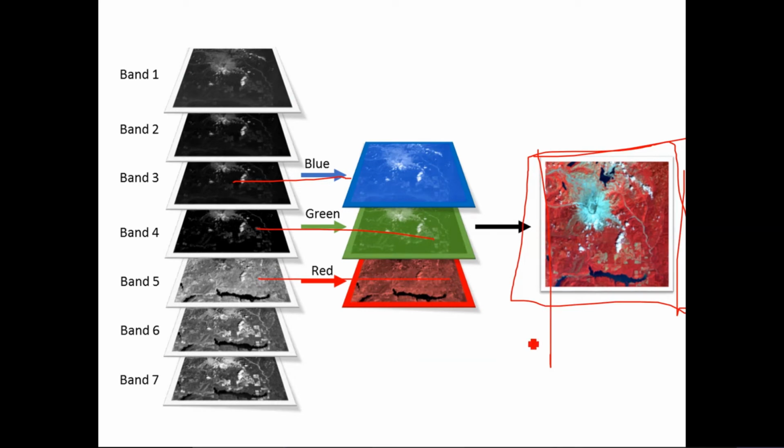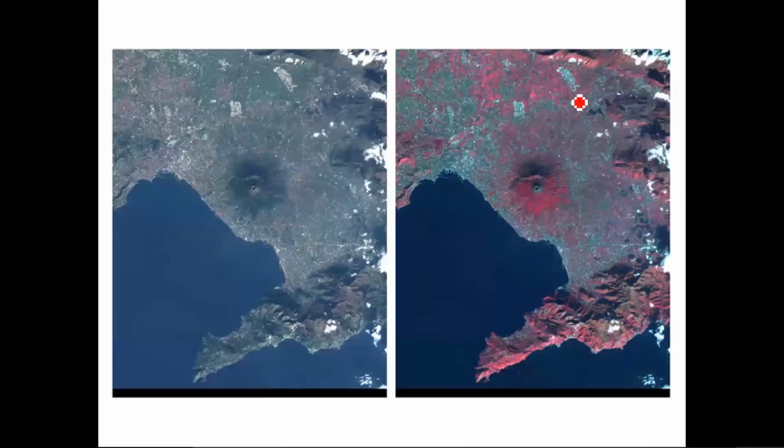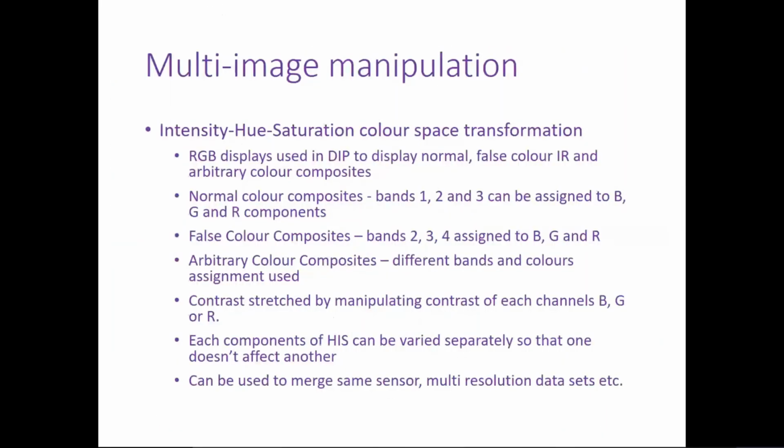No. This is a false color composite or an FCC. If it was assigned the correct colors, I would call it a true color composite or a TCC or a natural color composite or NCC. Alright. So this is the basic ideology behind multi-image manipulation, where you will vary the bands to which you assign these colors. Okay, that is the basic concept here.